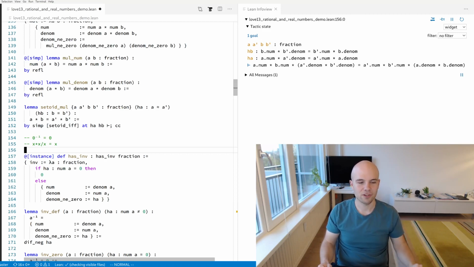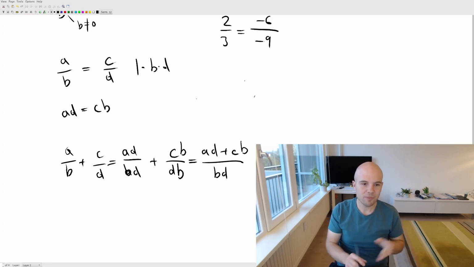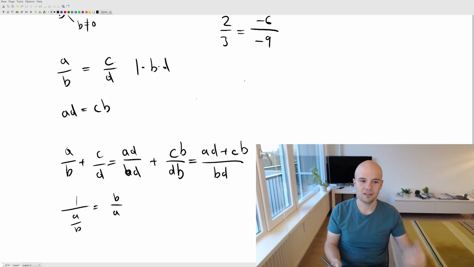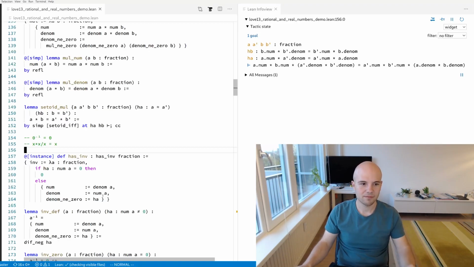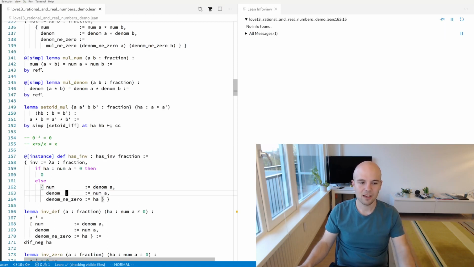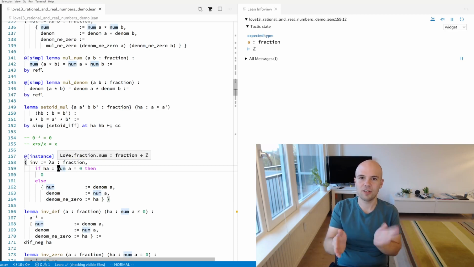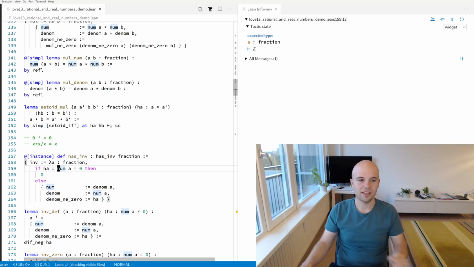So we define the inverse of a fraction. If we think about what it should be, the inverse of a fraction should obviously be just swapping the denominator and numerator. And this is also what happens in the case that the fraction is not 0. However, if the fraction is 0, so that if we have a fraction 0 divided by something else, then we return 0.